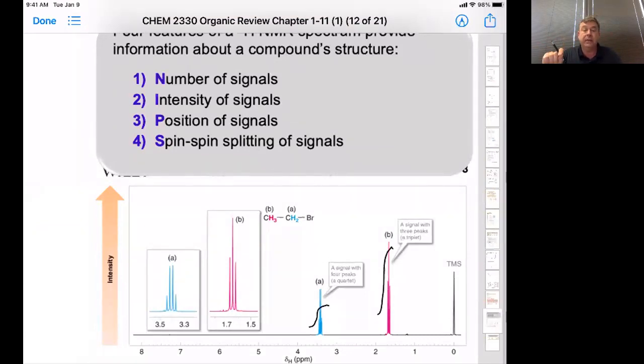So if you have two signals and one says that it's 100 and one says that it's 50, that means you have a ratio of 2 to 1. Then position, how far away from 0 it is. The further away from 0 it is, the more de-shielded it is, and there's a pattern to it. As you move away from a hydrocarbon-like structure, you move further away from 0. So know the four parts right here.